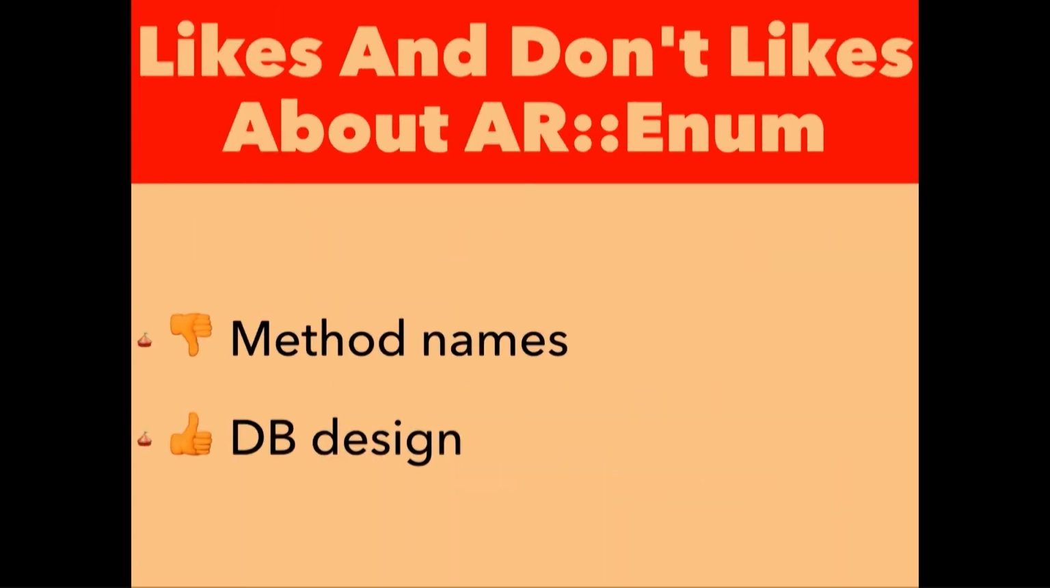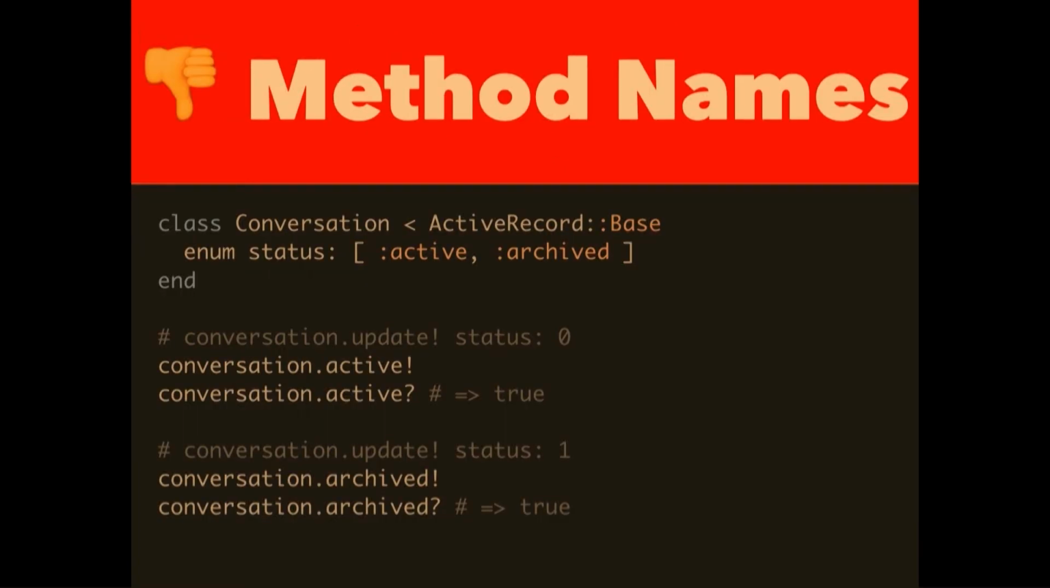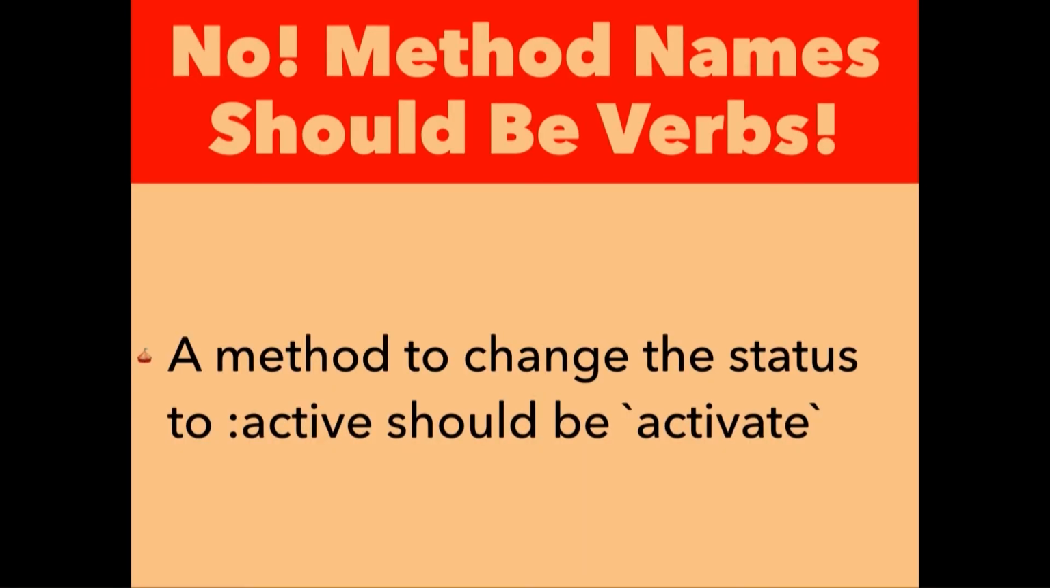What I like about Active Record enum is its DB design, and what I didn't like about it was method names. About method names, this example is taken from the source code, RDoc. To change the status to active, you need to call the active method, or you need to call the archived method. But I think these are wrong. Method names should be verbs, right? So a method to change the status to active should be called activate instead of active.